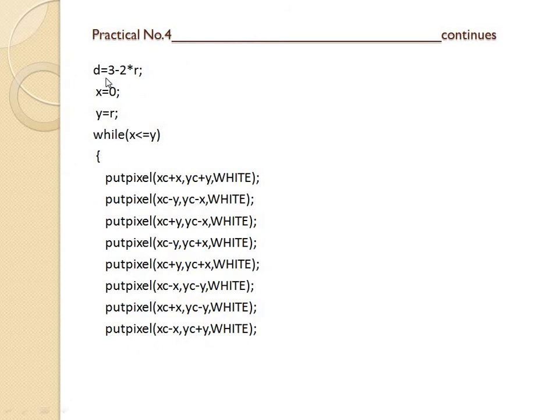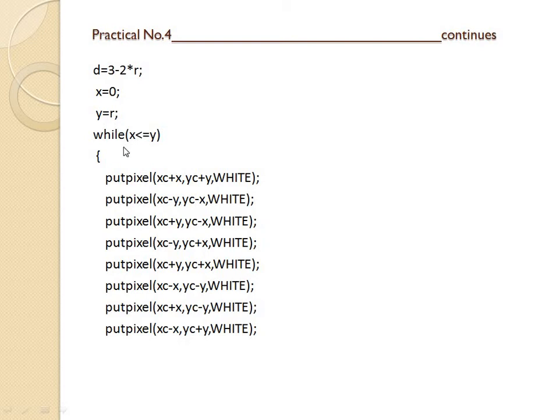after that we declare d is equal to 3 minus 2 into r. This is the formula to calculate the nearest value. For the initial calculation of the nearest value, this is the formula. Then x is equal to 0 and y is equal to r are declared.